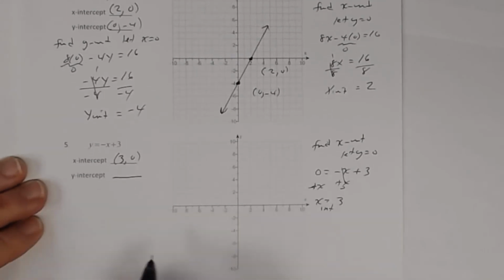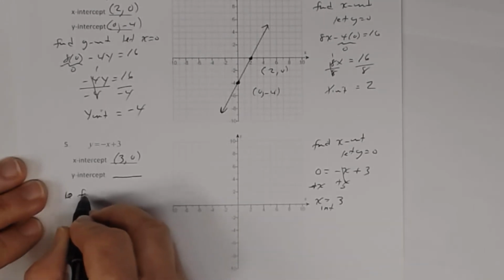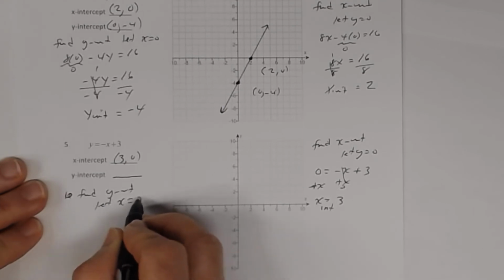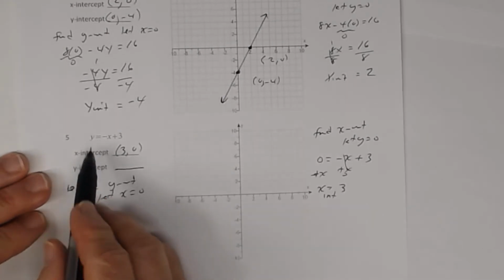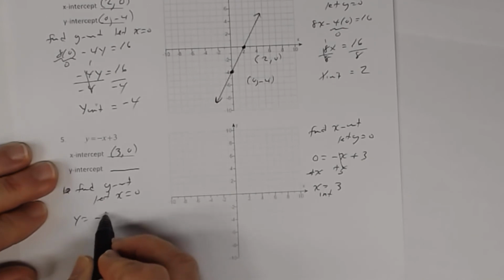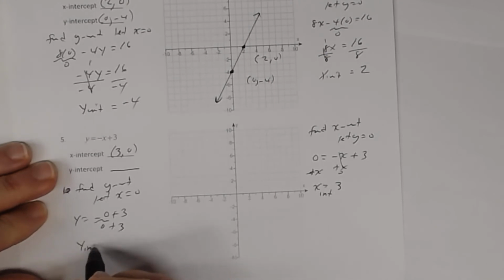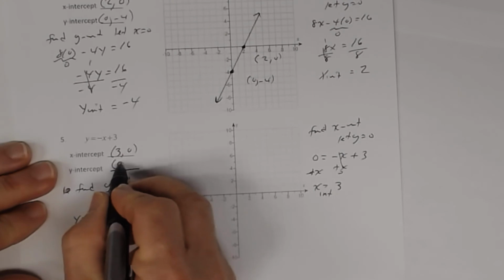The y-intercept, you're going to find the y-intercept, you're going to let x equal 0. So this time I get y equals the opposite of 0 plus 3, right? X is 0. The opposite of 0 is still 0. 0 plus 3 is 3. So my y-intercept is 3, so I have the point 0, 3.